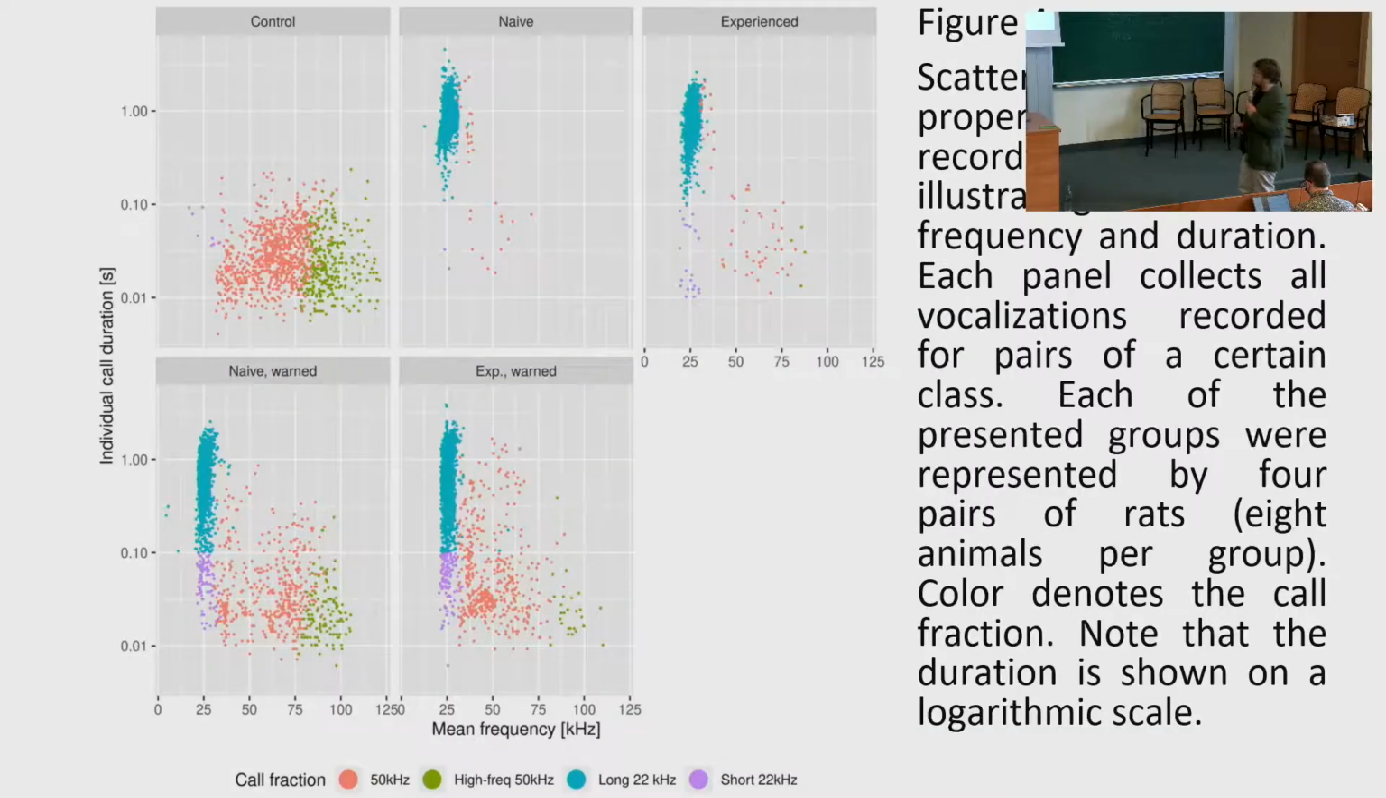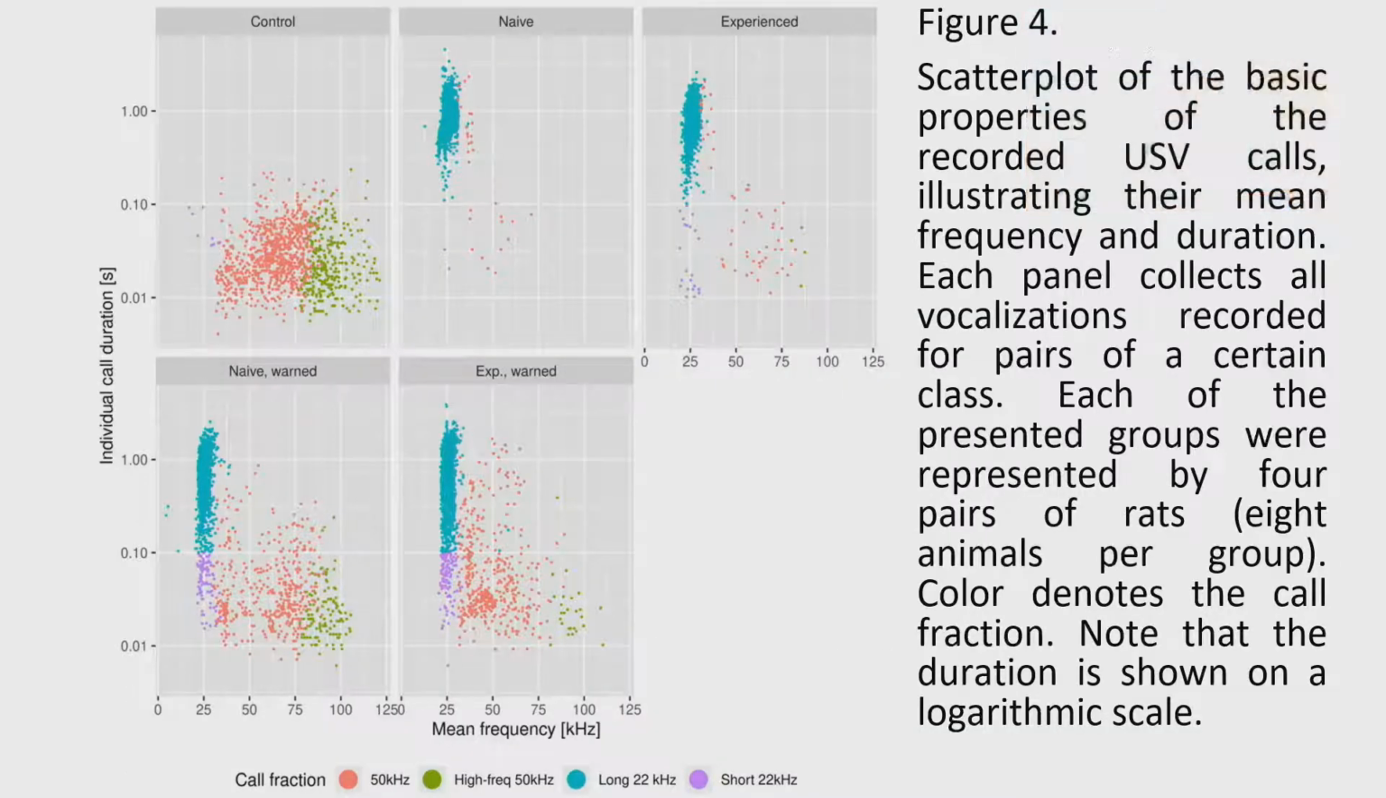All right. So what are the results of this experiment? Here are the scatter plots of the basic properties of the recorded ultrasounds. Here we've got the duration of the sounds, and here is the frequency of the sounds. In the control group, we've got only 50 kilohertz calls. Here we've got the warned group, and here is the unwarned group, so without that signal before the foot shock.